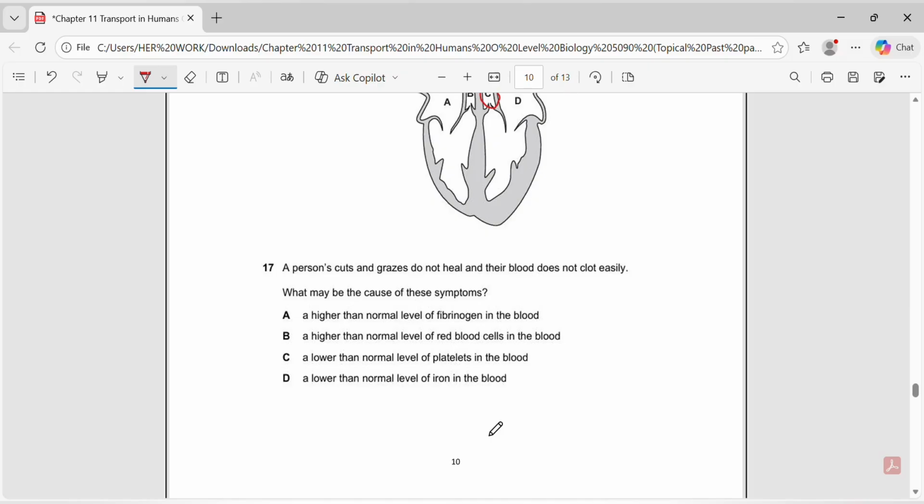However, if there is a lower than normal number of platelets in the blood, the initial platelet plug cannot form effectively at the site of a wound. As a result, bleeding continues for longer and cuts and grazes heal slowly. Therefore, the most likely cause of these symptoms is a reduced platelet count, making option C the correct answer.